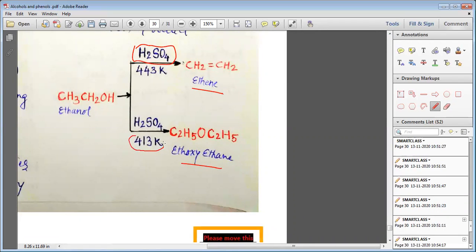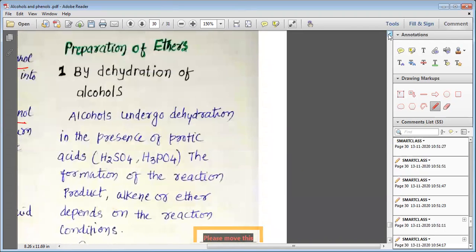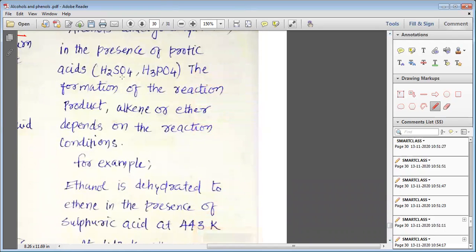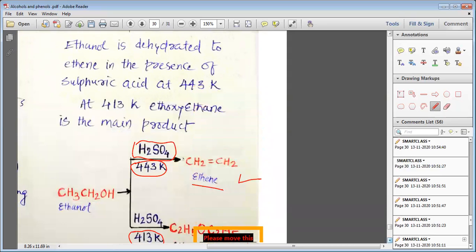If the temperature is kept at 413 Kelvin, we are going to get ether. If the temperature is kept higher, then we are going to get ethene. So at different temperatures, we get different products. Let us read the text: alcohols undergo dehydration in the presence of protic acids such as H2SO4 and H3PO4. The formation of the product, alkene or ether, depends on the reaction conditions. For example, ethanol is dehydrated to ethene in the presence of sulfuric acid at 443 Kelvin. So that is what we have seen, my dear students.